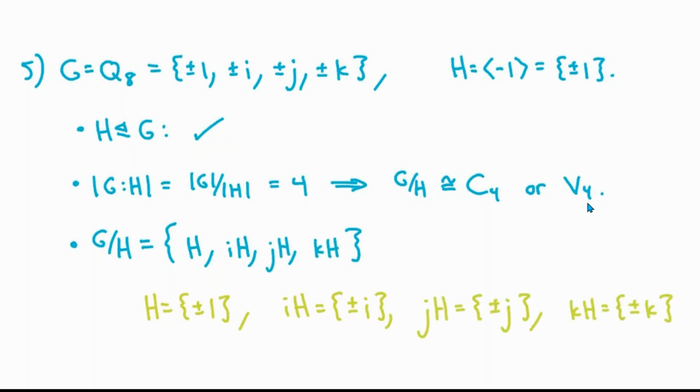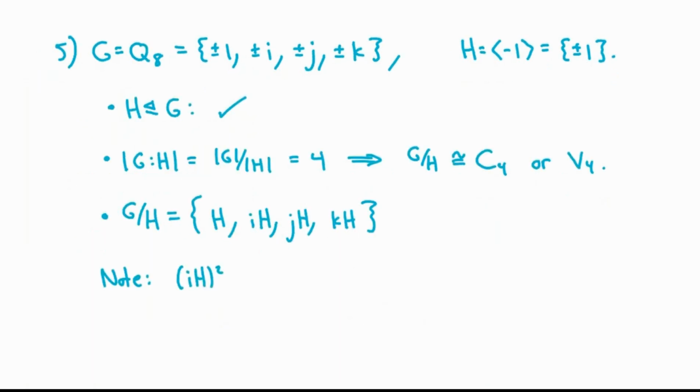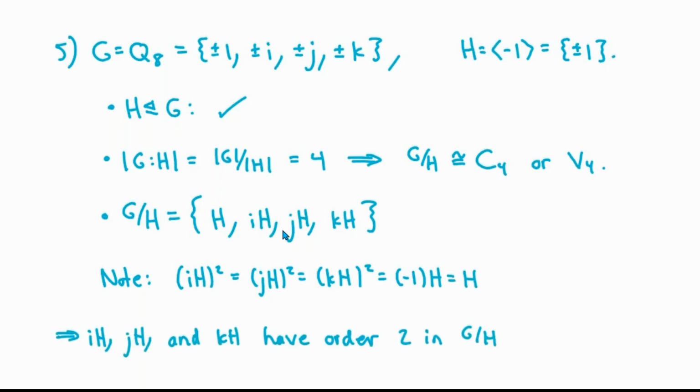coset containing k. Now, if you square any of the cosets iH, jH, or kH, you're just going to get i squared H, j squared H, or k squared H. So in all three cases, you're going to get the coset -1 times H. But since -1 is an element of H, that's just the identity coset in the quotient group. That shows that all three of these cosets have order 2 in the quotient group, so it means that the quotient group in this case is isomorphic to the Klein 4 group.